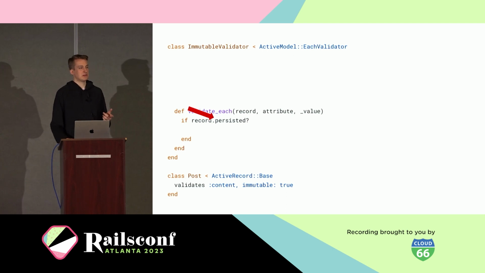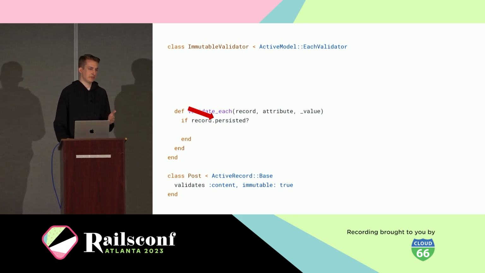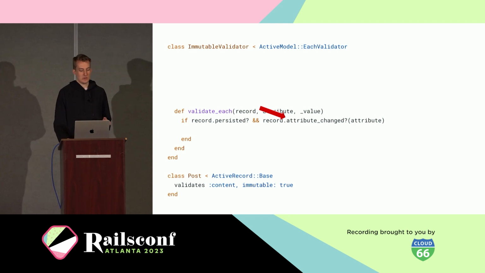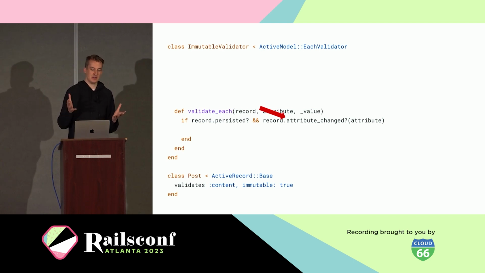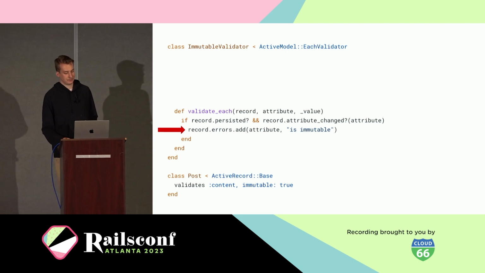The first is whether the record is persisted. If the record hasn't yet been saved, then we don't actually care if the value changes because it's just being set for the first time. The second thing to check is whether the attribute we want to be immutable has changed. If both of these things are true, that the record has been saved previously and an immutable attribute is being changed, then we add a validation error.